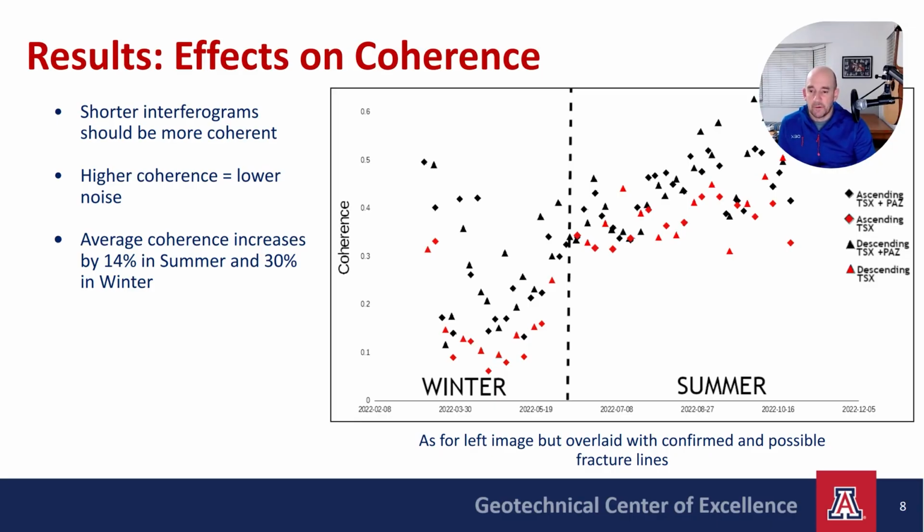And the reason that coherence is important is because coherence is our measure of quality of the data. So if we have higher quality data, everything becomes easier. We can model signals easier, we can unwrap easier, and we should have lower noise in our results.